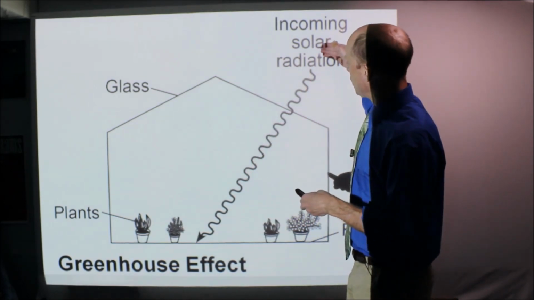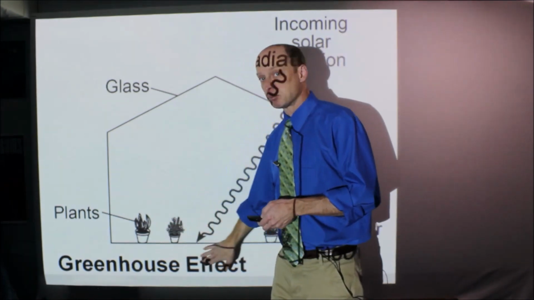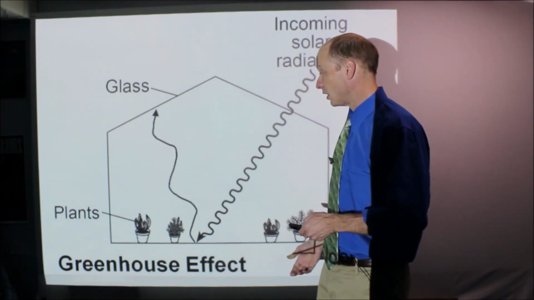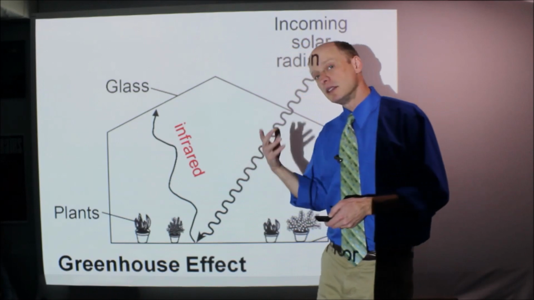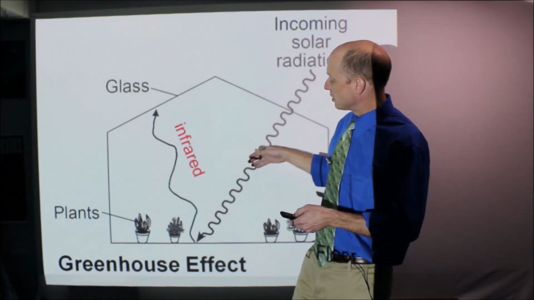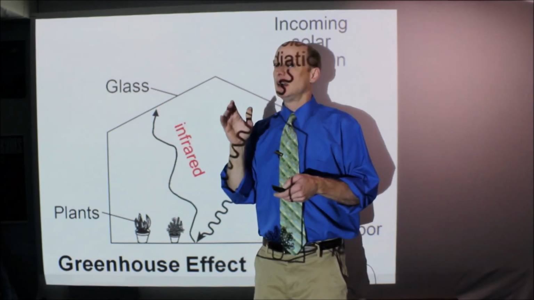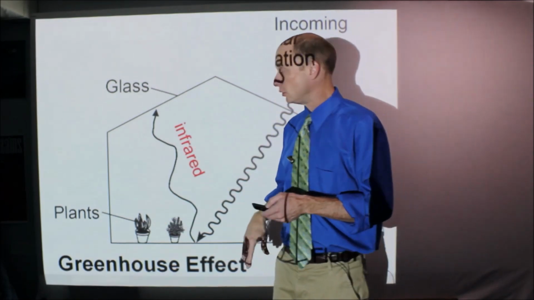So solar radiation comes in. Notice it's shorter wavelength. It heats the ground and the plants or anything that's inside the greenhouse. And that stuff all gives off radiation, which is infrared, longer wavelength. The idea here is that the shorter wavelength radiation goes through the glass, but the infrared cannot go through the glass, and that causes the air inside the greenhouse to warm.